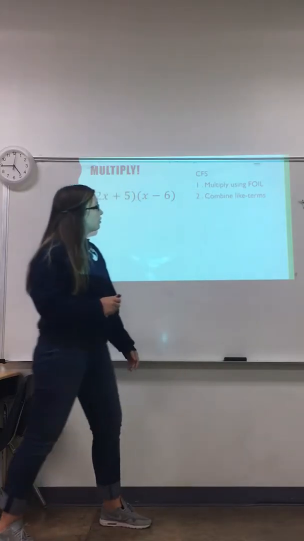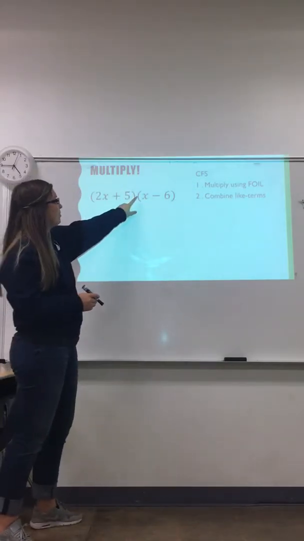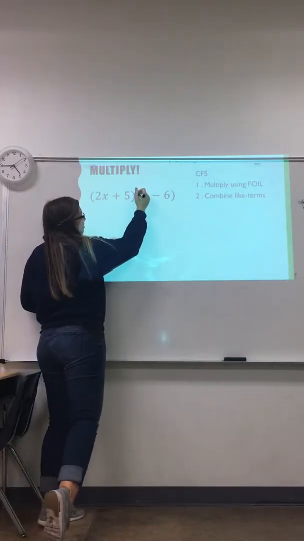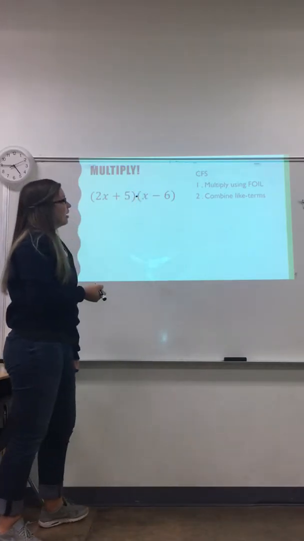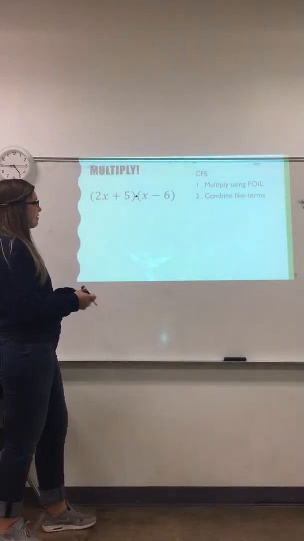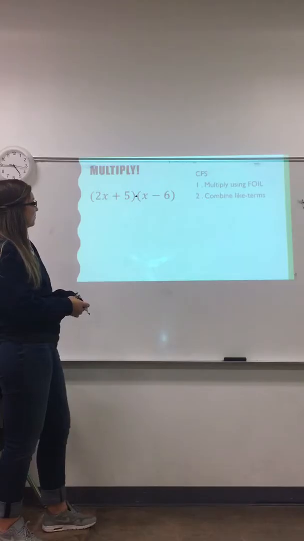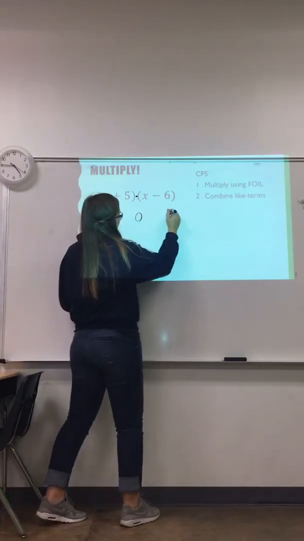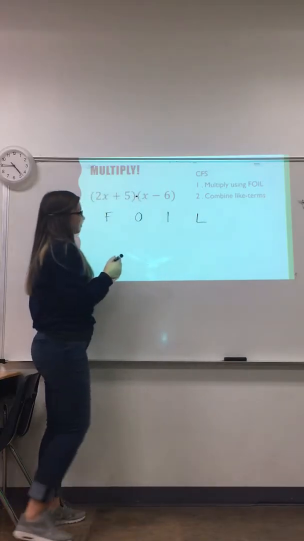So our CFS says first we want to multiply. Well, we're multiplying because I have something right next to parentheses. So this actually means, hey, we're multiplying today. Our last CFS is to just combine any like terms, so anything with the same variable and the same exponent. So our acronym FOIL kind of tells us the order in which we multiply these out.